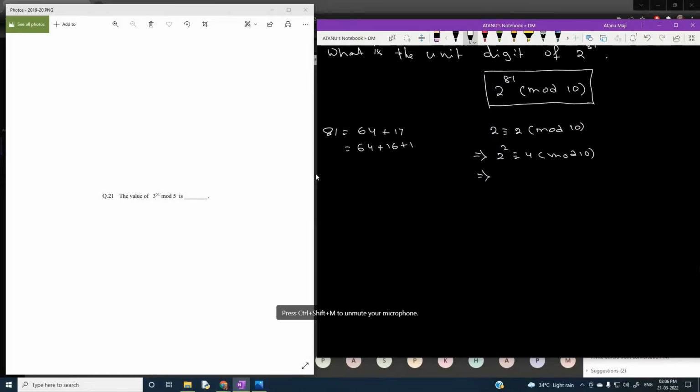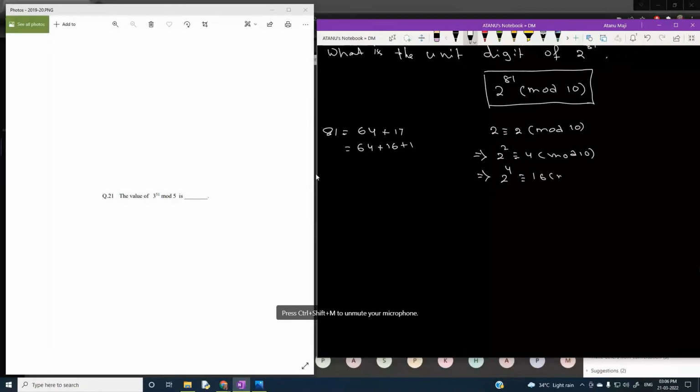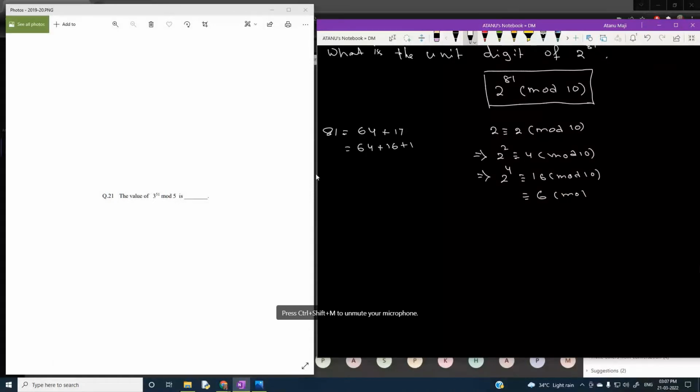Now take the square again. If I take the square here, 2 squared squared is basically 2 to the power 4, and here it will be 16 modulo 10. If we divide 16 by 10, the remainder is 6. So I should write 6 mod 10. Once again, take the square of both sides. That will be 2 to the power 4 whole squared, which is 2 to the power 8. And here we get 6 squared, that is 36 mod 10.